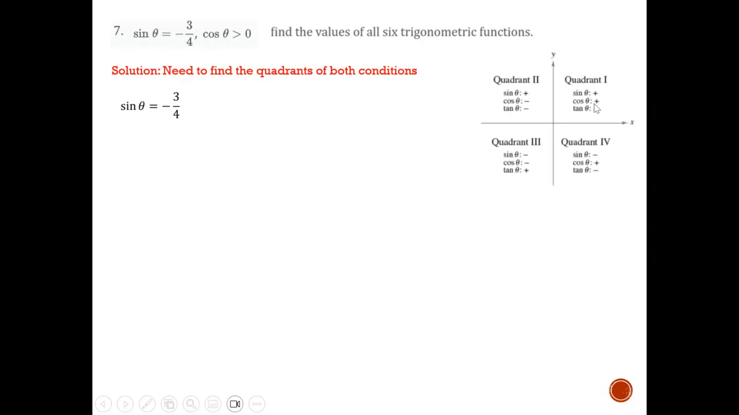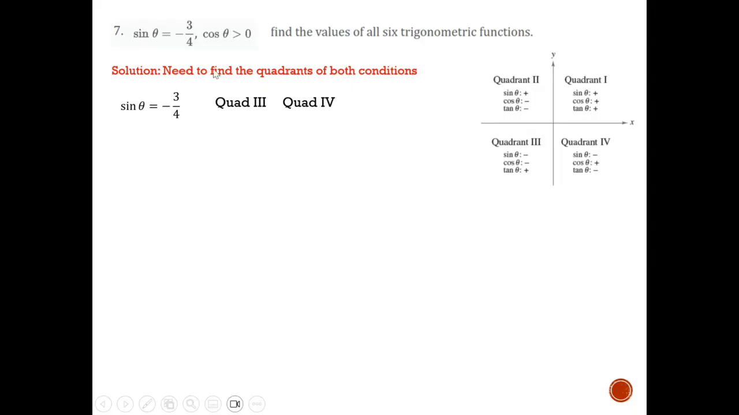Okay, now here again, number 7. It says find the values of all 6 trigonometric functions. So the first thing we're going to do is find the condition of each one, which each one meets. What quadrant are they going to be on? Okay, so the sine is negative, right? The sine is going to be negative in quadrants 3 and 4.